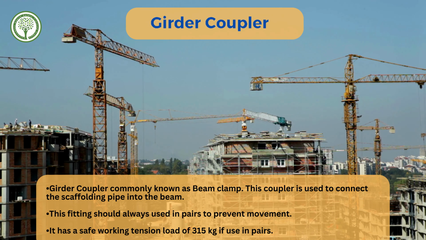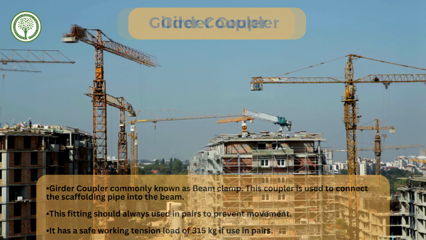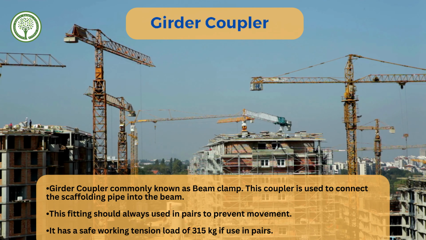Girder coupler. Girder couplers, commonly known as beam clamps. This coupler is used to connect the scaffolding pipe to the beam. This fitting is always used in pairs to prevent movement. It has a safe working tension load of 315 kg if used in pairs.